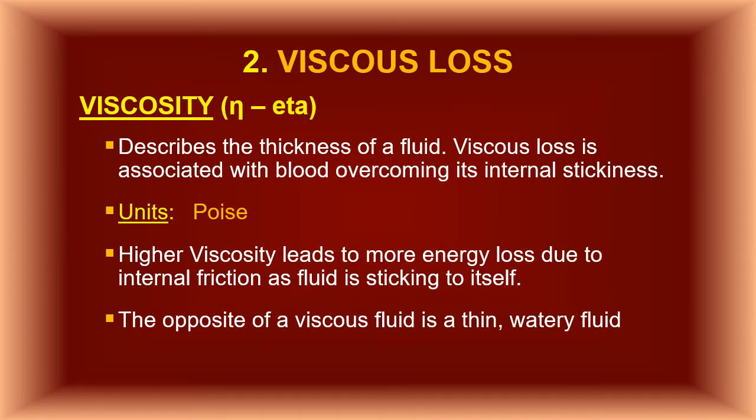Another kind of energy loss is the viscous loss, and the viscosity, as we mentioned earlier, is given this Greek letter eta. It looks like the letter N, but the end of it goes a little bit more down. So this is the eta. Eta is the viscosity. Again, the unit is poise. It's the thickness or the stickiness of a fluid. Of course, when we talk about the blood, it's the viscosity of the blood.